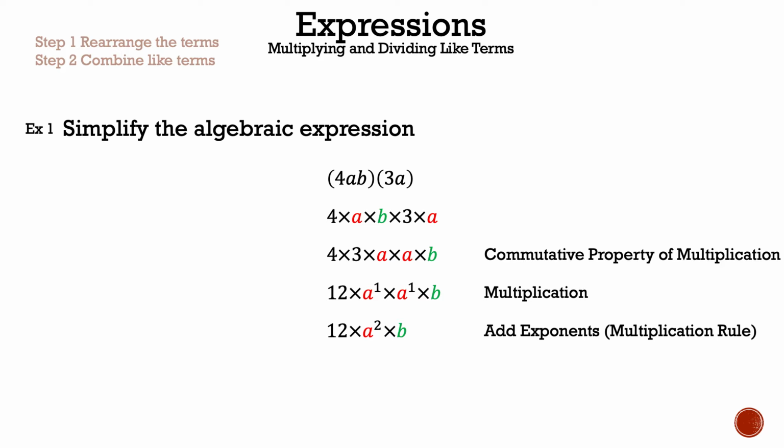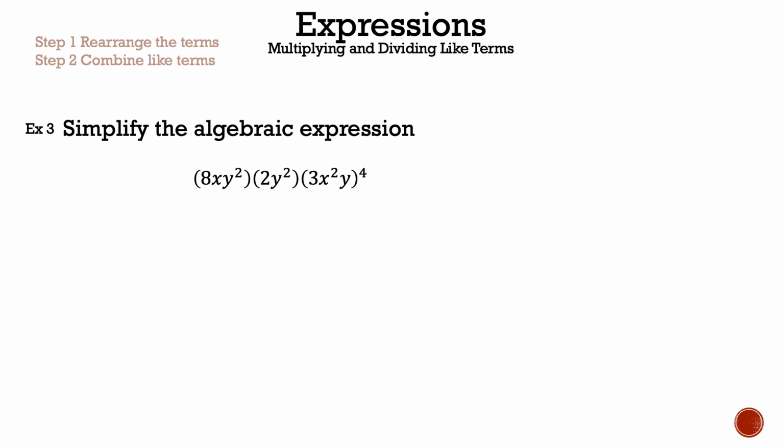Now let's take a look at example 3, where we have 8xy squared times 2y squared times 3x squared y in parentheses raised to the power of 4. So once again, we can't just drop the parentheses quite yet because one of the terms is being raised to a power of something. So we're going to take a look at that last term, and now we're going to rewrite it 4 times. Why 4? Because of the exponent 4 in the original question.